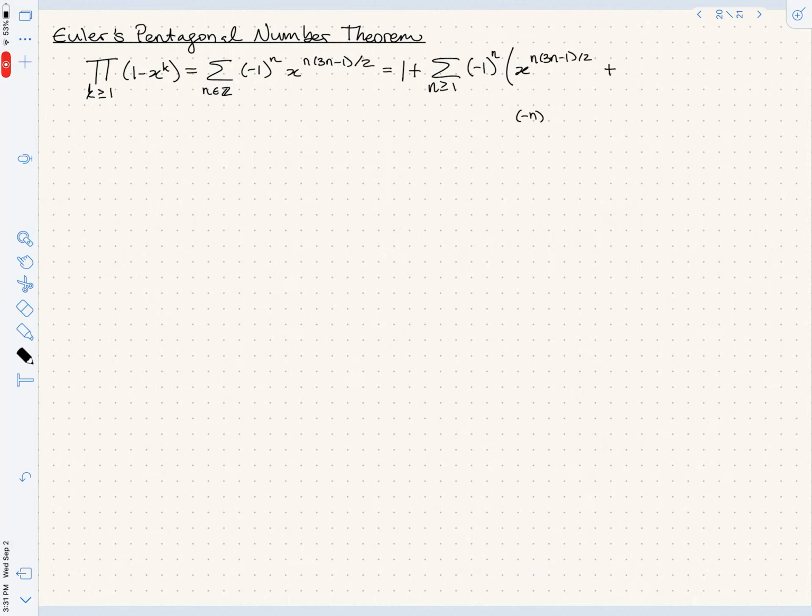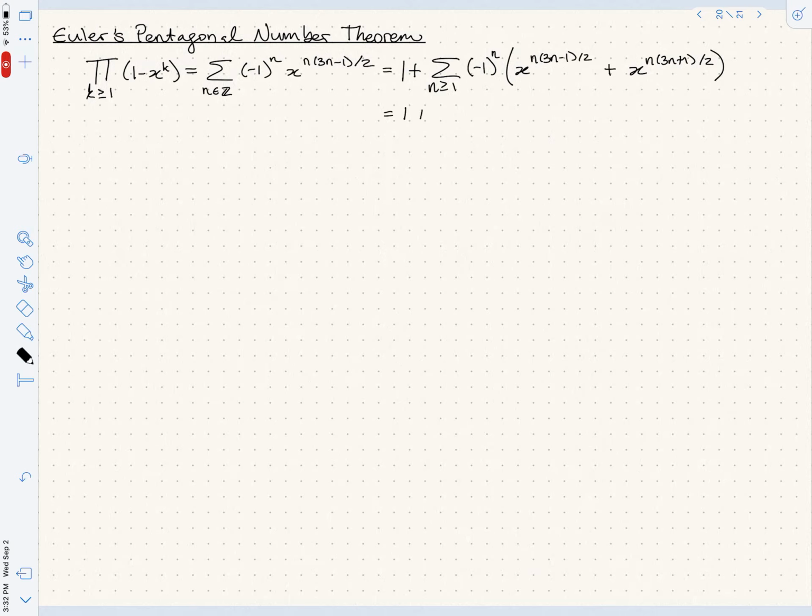Plus, and now let's just do an exercise. If we take minus n and we take minus 3n minus 1 over 2, well, we can pull out the minus sign for the n and for the minus 3n minus 1, and we just get this. So we get plus x to the n(3n+1)/2. So that's kind of nice. It's telling us that this expansion, the sum over Z, what does it look like? Well, it's all multiplicity free, and we only get certain exponents.